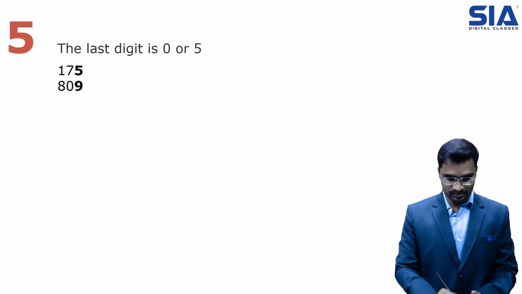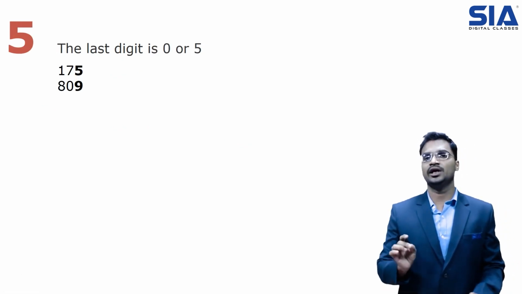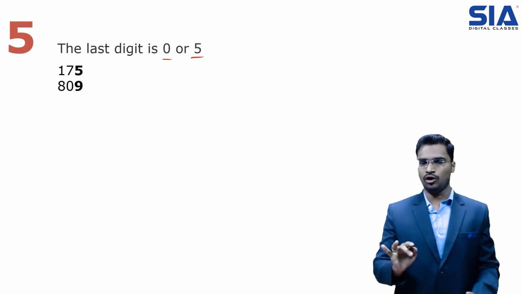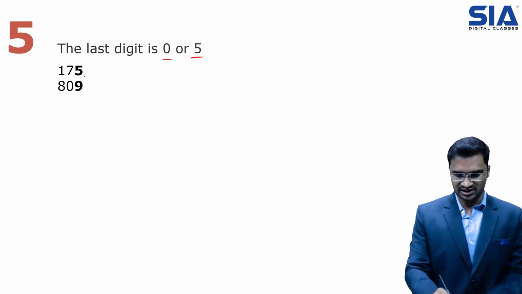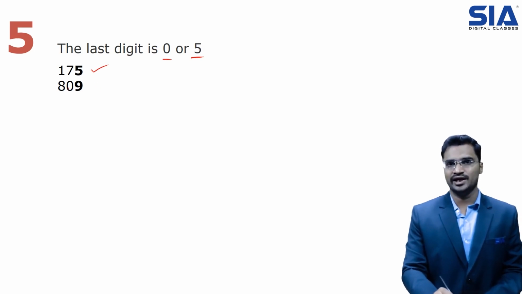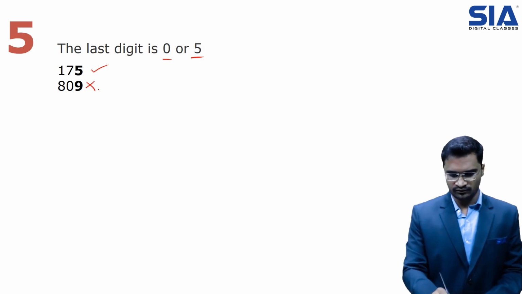Now coming to the divisibility rule of 5. The divisibility rule of 5 says that the number should end with 0 or 5. If the number is ending with 0 or 5, then it is divisible by 5. Now 175 is ending with 5, so it is divisible by 5. But 809 is ending with 9, so it is not divisible by 5.